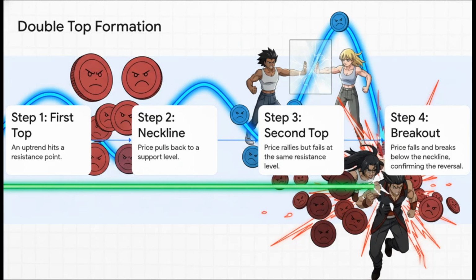And finally, step 4, the price drops again, and this time it smashes right through the neckline. That breakout is your confirmation. The sellers are officially in charge now.